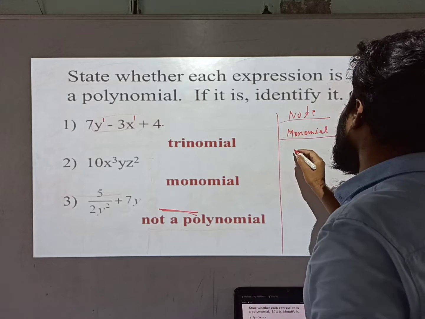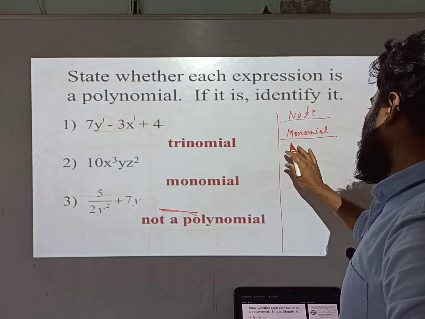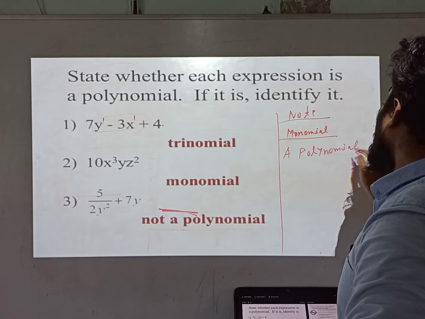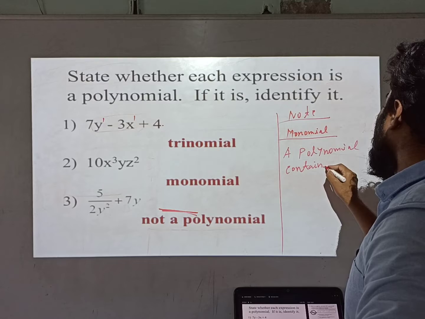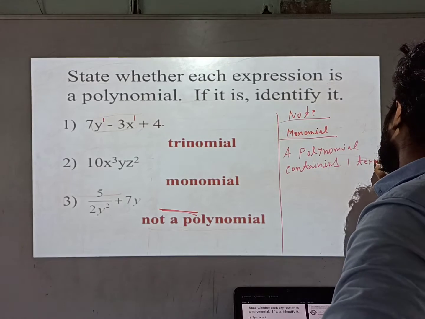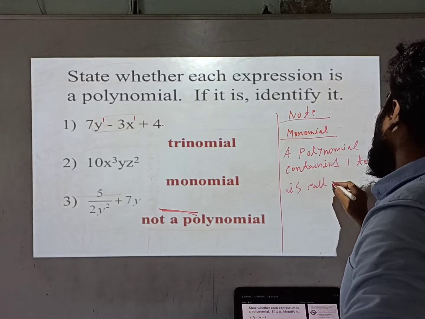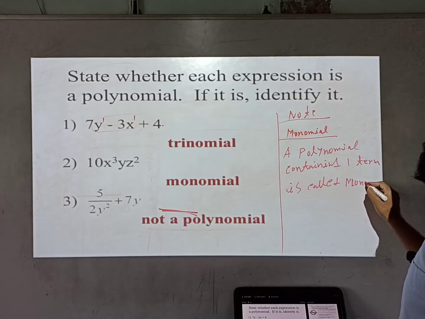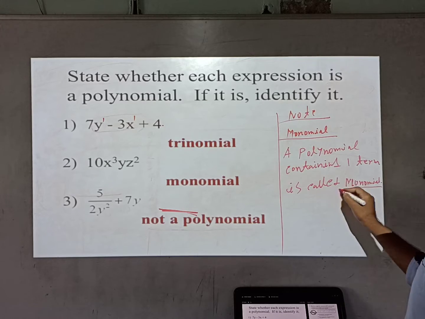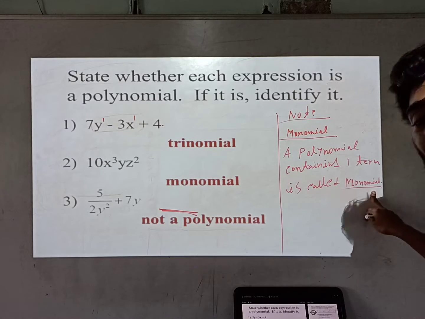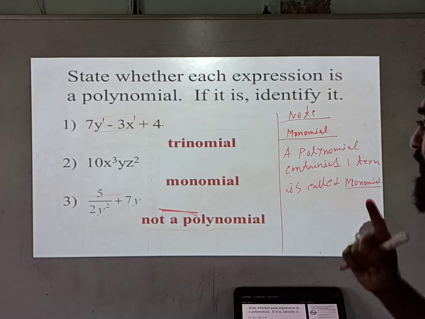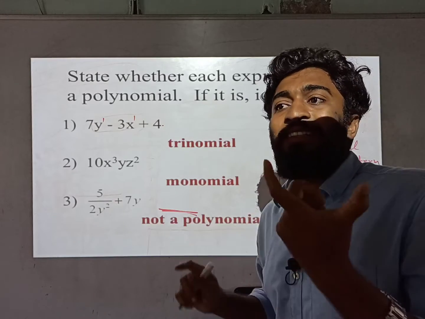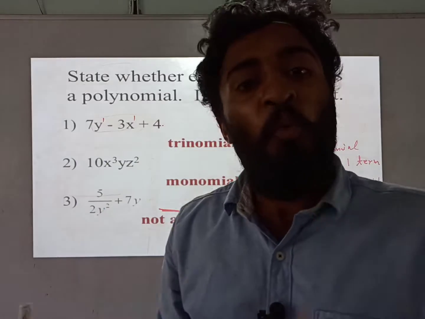Monomial means a polynomial containing one term is called a monomial. Mono means one. So a polynomial that has only one term is known as a monomial polynomial.